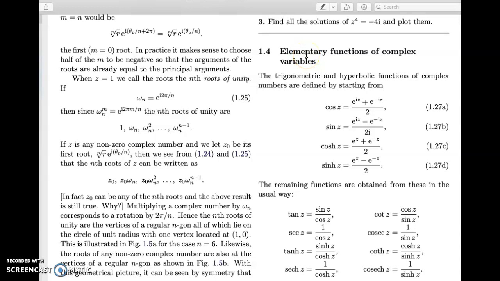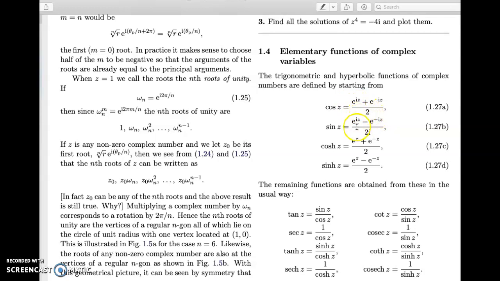So, elementary functions of complex variables. When we talk about elementary functions, we mean things like trig functions, hyperbolic functions, and log. We can actually define what we mean by cos, sine, cosh, and sinh of a complex variable using these formulae here. The hyperbolic functions, well, the definition is really the same as for real variables.